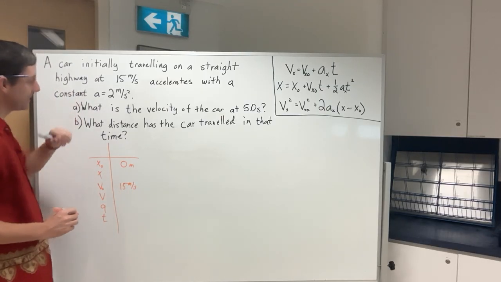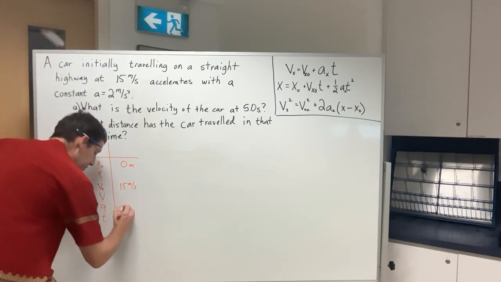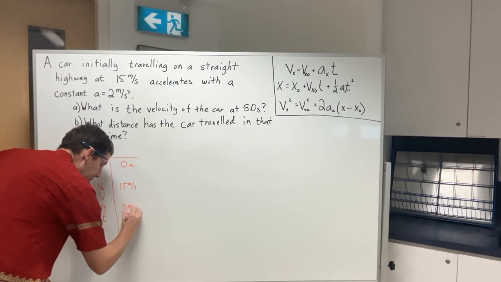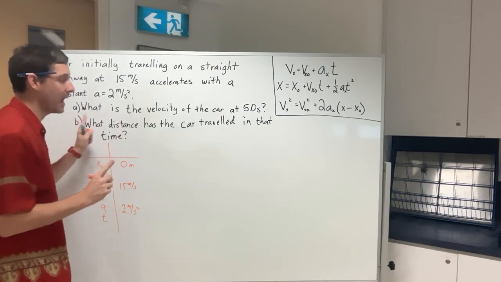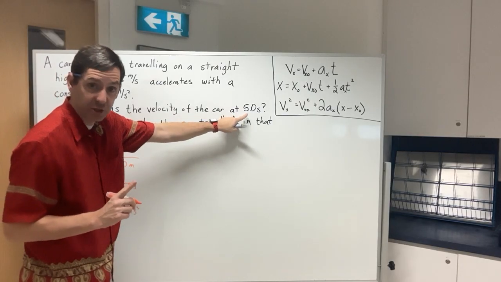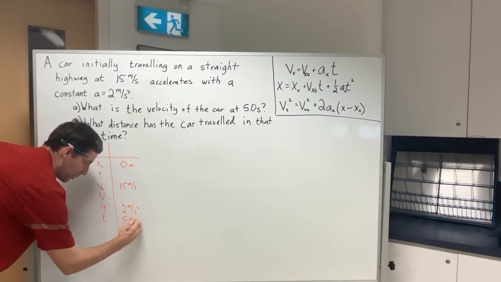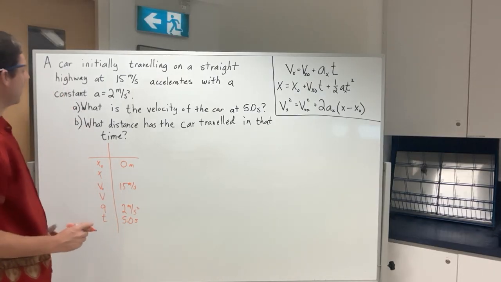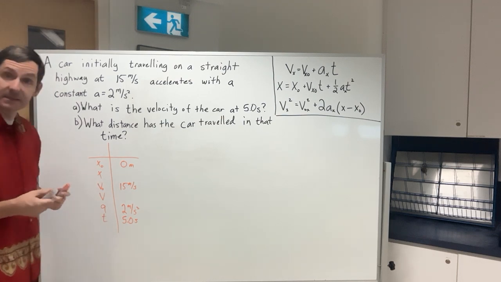My final velocity, I don't know, so I'm going to leave it blank for now. The acceleration it gives me is 2 meters per second squared. And then the time, well, in part A, it's asking for some information at 5 seconds. So I'm going to go ahead and put 5.0 seconds.